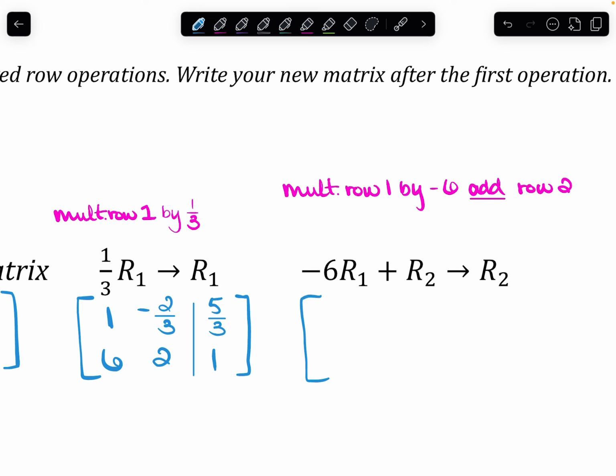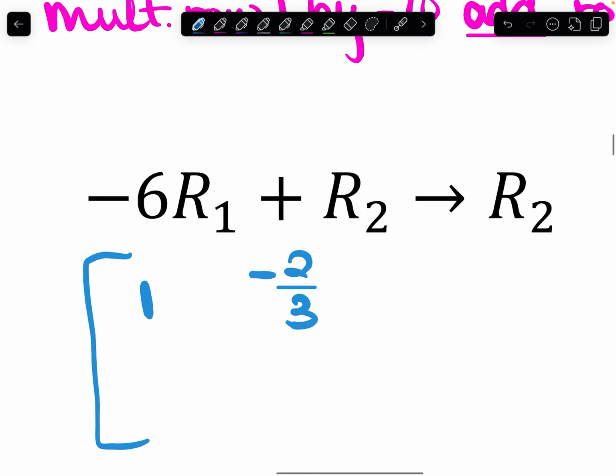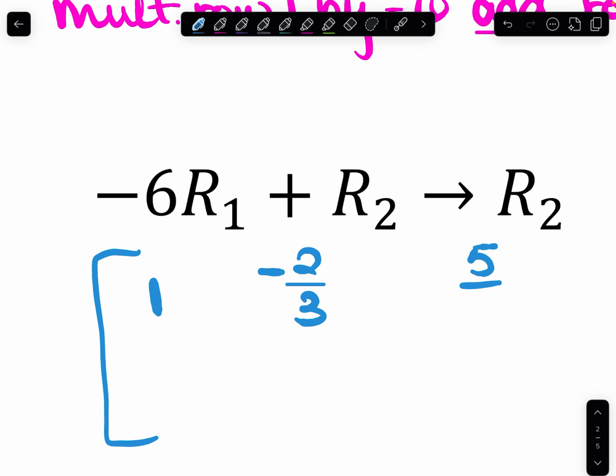So I'm going to go ahead and transfer my row 1 numbers over: 1, -2/3, and 5/3. I want to get those over because we're not replacing them.